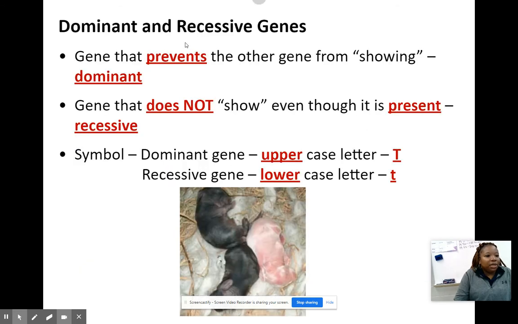Okay, so you got dominant and recessive traits. A gene that prevents the other one from showing is the dominant trait. A gene that does not show, even though it is present, is the recessive trait. The symbol for a dominant gene will always be written as a capitalized letter. A recessive gene will always be written as a small letter.